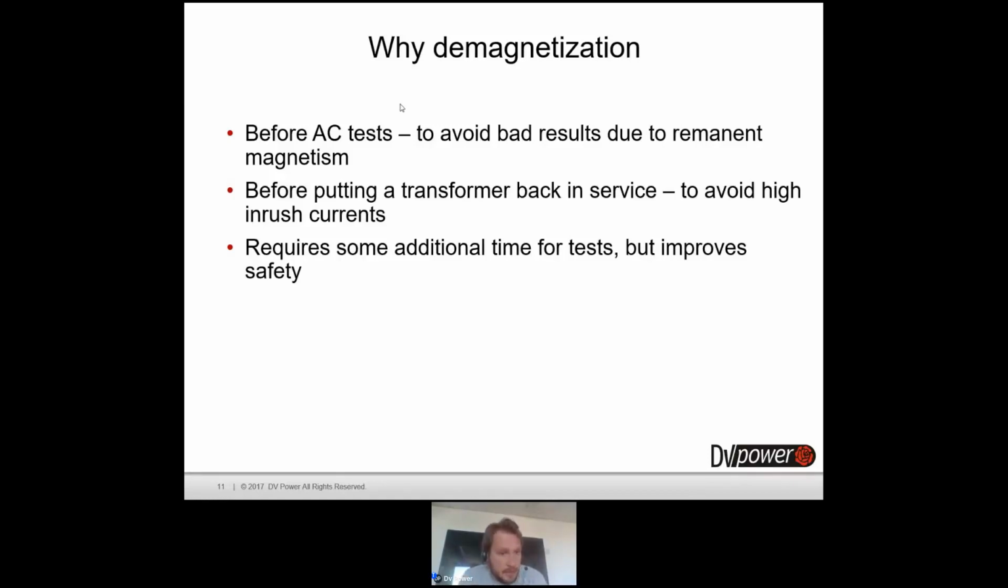So the best practice today is to perform DC testing, winding resistance, on-load tap changer testing, then perform demagnetization process, make very good and stable reference conditions, and then perform AC testing.